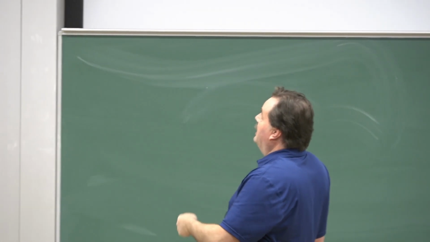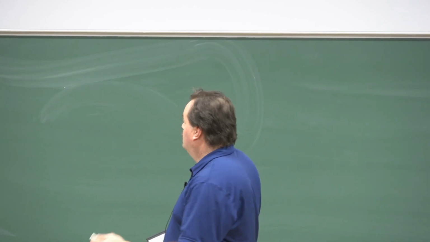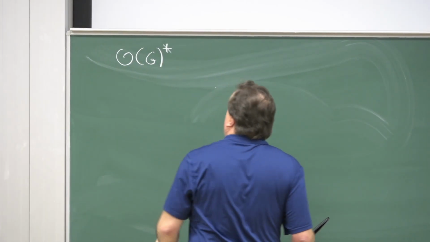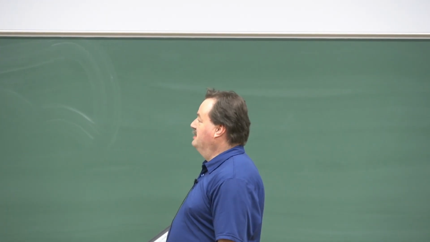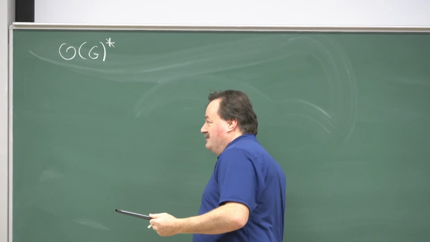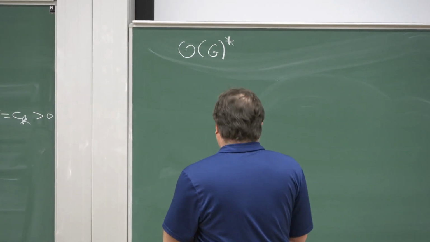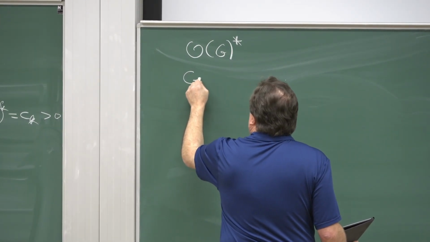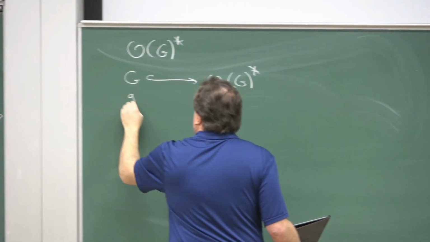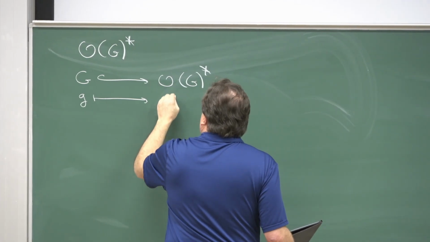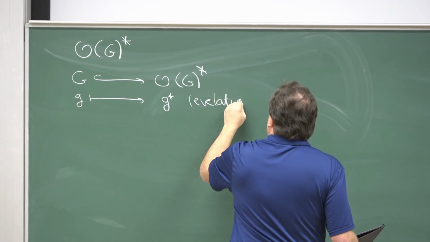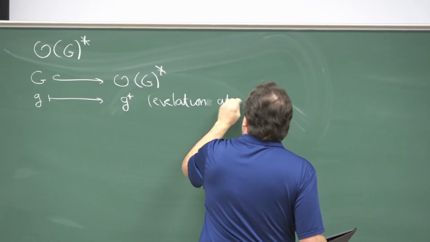So the group G acts on its own coordinate ring. It also acts on the dual space. This dual space is quite an interesting object because it contains everything. First of all, we can embed G into this vector space by sending g to what I call g star, which is just the evaluation function at g.